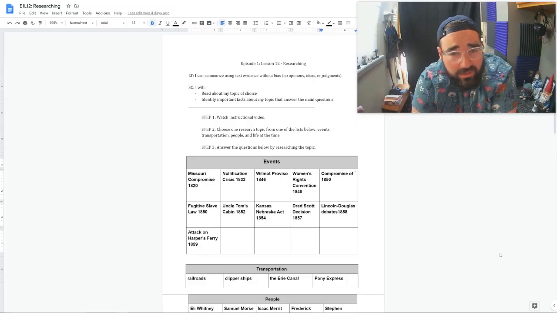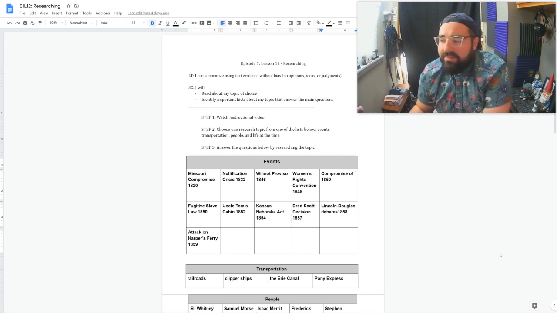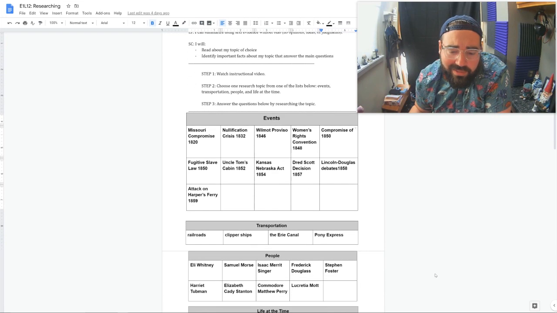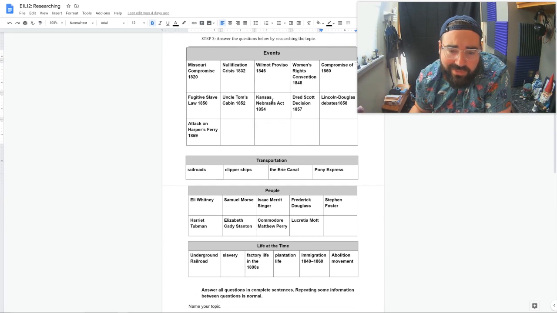So we are still here in lesson 12, thinking about how we can summarize using text evidence and no bias. We are going to read about our topic choice and then identify important facts about your topic that answer the main questions. So the first thing that you're going to want to do is scroll down here and decide for yourself: are you interested in choosing one of these events, or learning about one piece of the transportation, or one of these people, or what life might have been like.